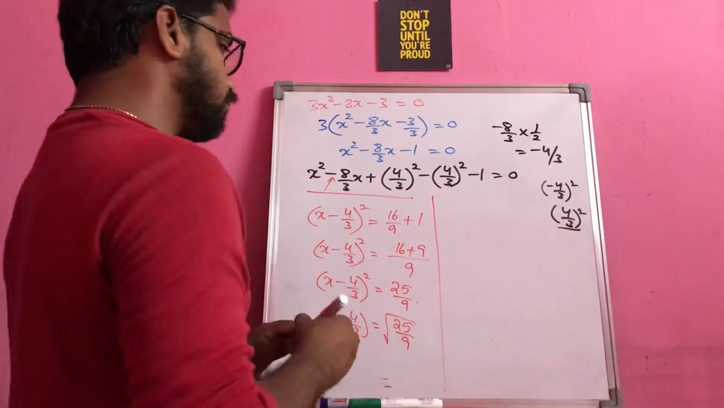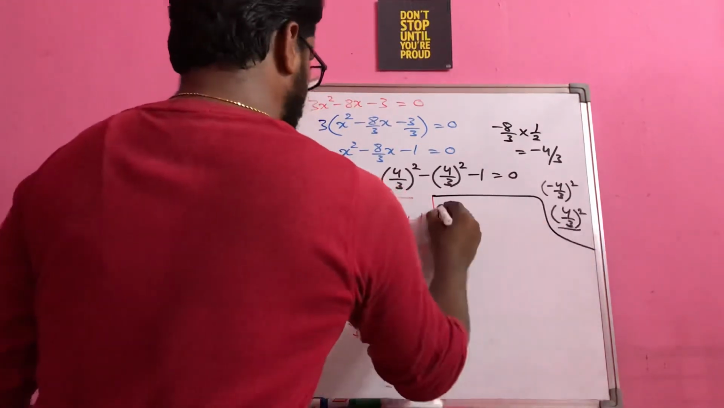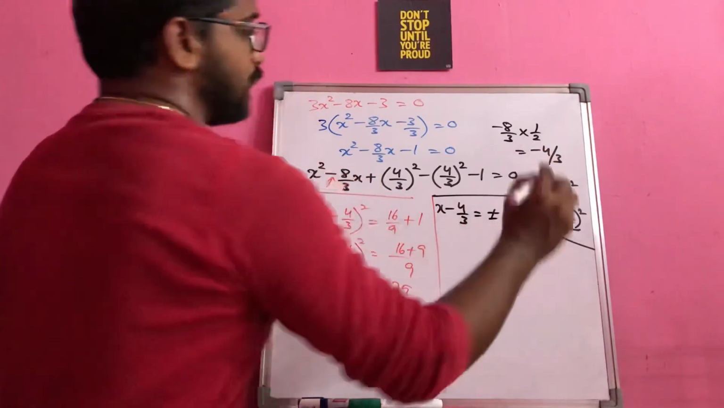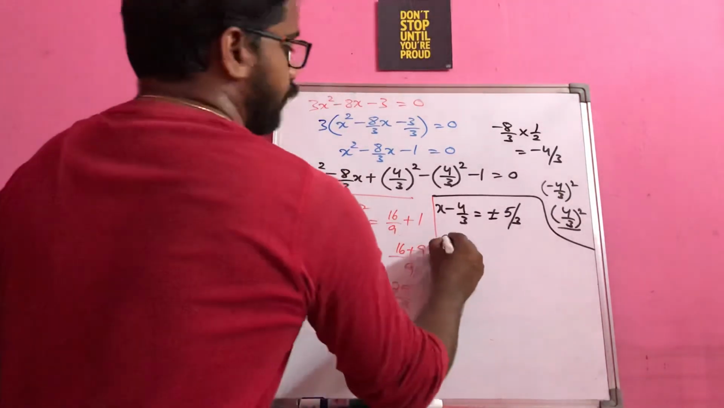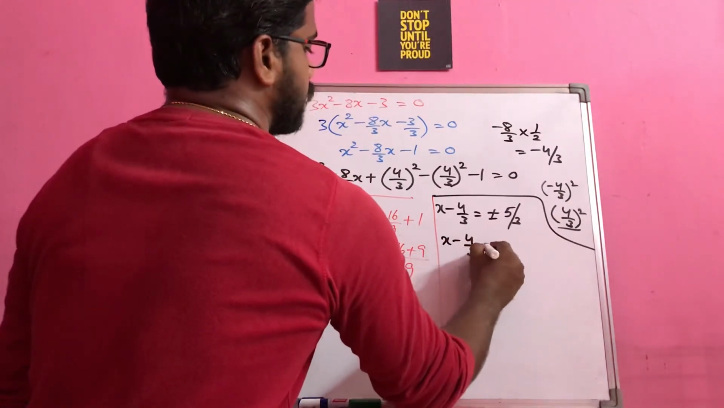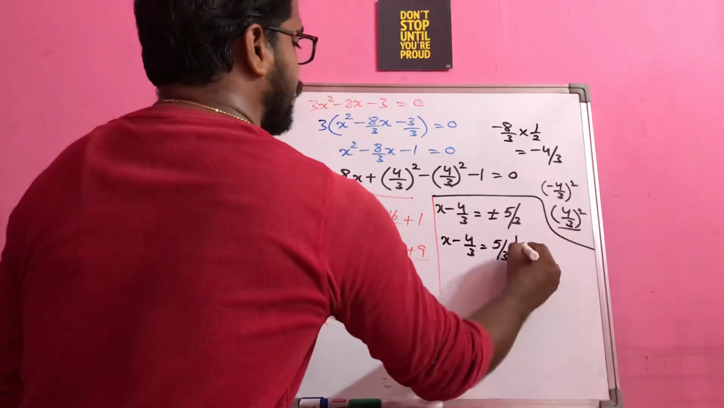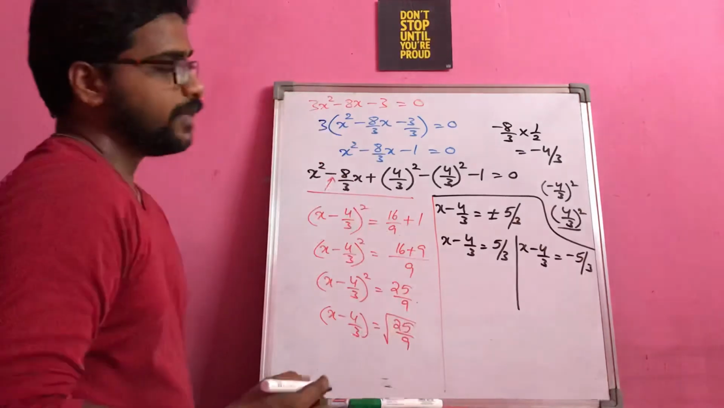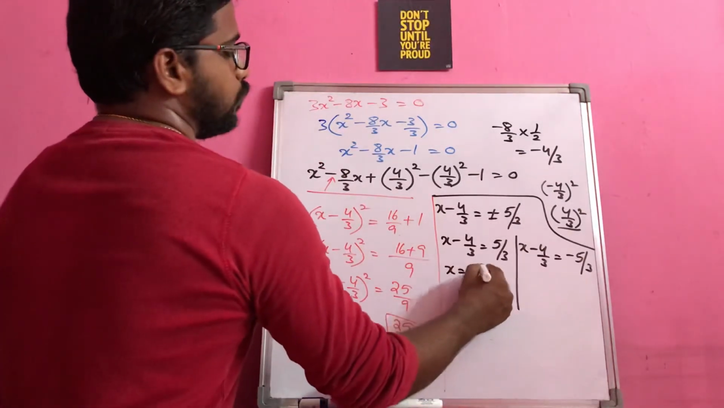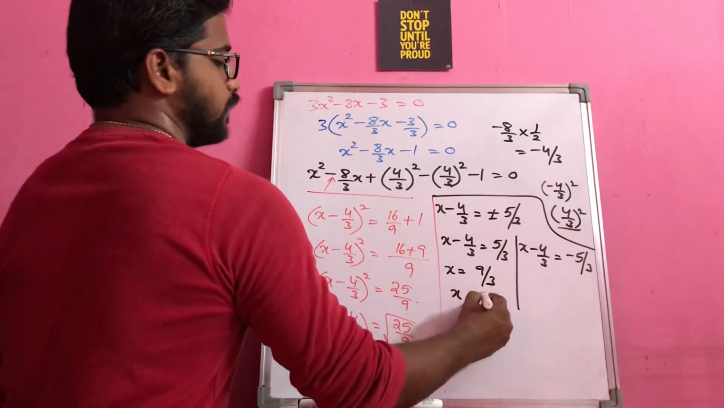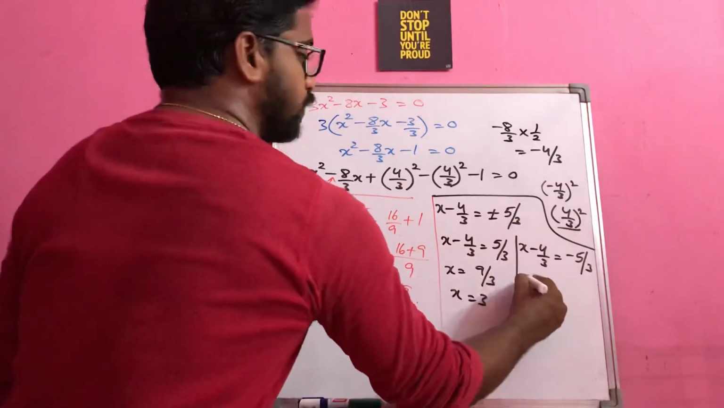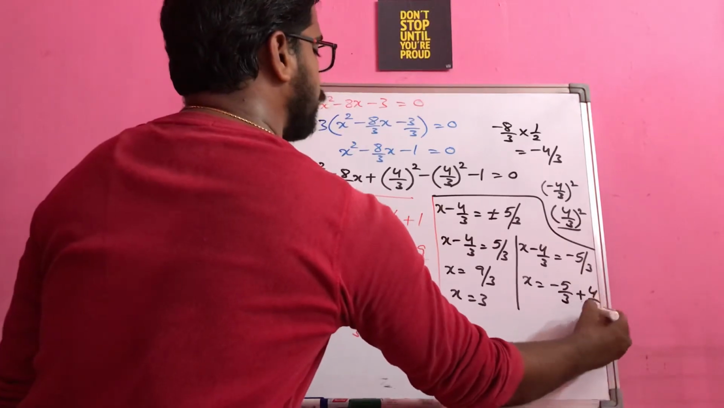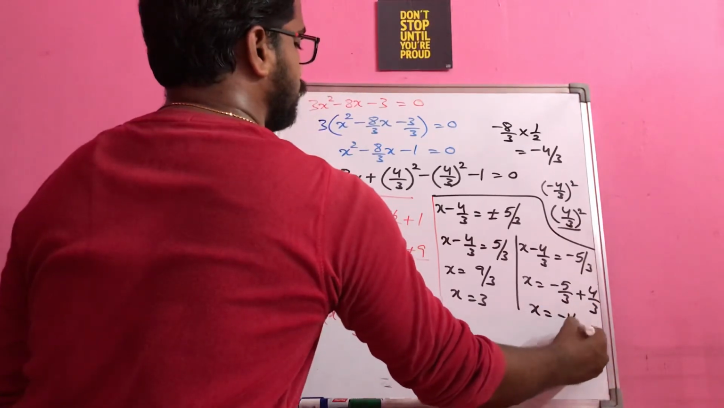Now let us try to simplify this part. x − 4/3 = square root, if you remove it you will get plus or minus 5/3. So first case, x − 4/3 = 5/3. Second case, x − 4/3 = −5/3. Simplified, x = 9/3, x = 3. Simplify this further, x = −5/3 + 4/3, so x = −1/3.